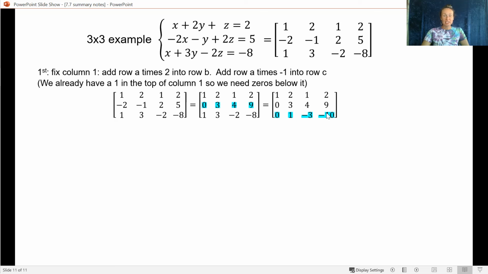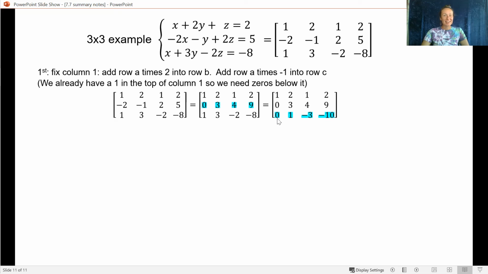So we use addition. That's the reason we fixed this 1 in the first place, because it's a nice 1 and it's clear what we need to multiply it by to change both of the values below it to zeros. So we use that 1 to get the zeros below it. And we just change one row at a time. Right. So now we've fixed our first column. We've got 1, 0, 0.